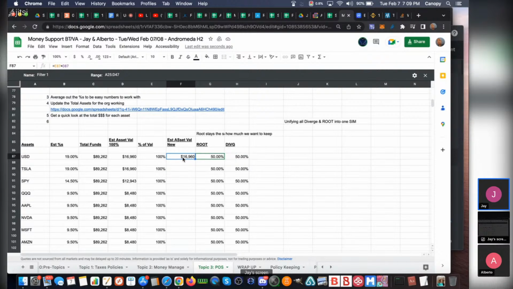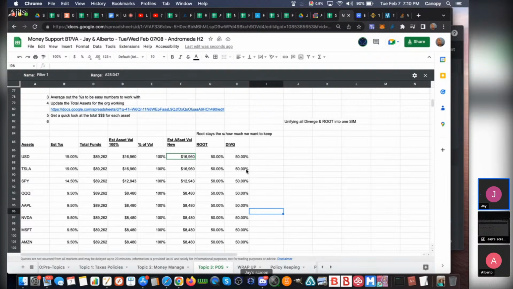All right. So I figured this out. I made a mistake. The percentage value always starts at 100%, right? And then between diverge and root, we just split it up 50-50 directly, super simple. Does that make sense? Root stays the same, so whatever the 50% of this is, it stays like that. Root must stay like that. Diverge, we can change it.